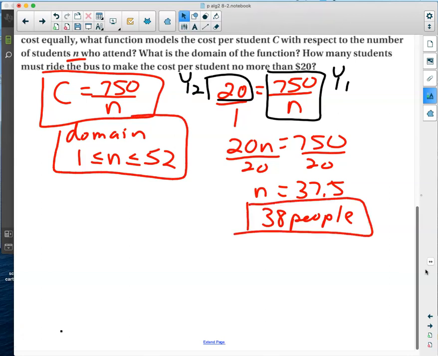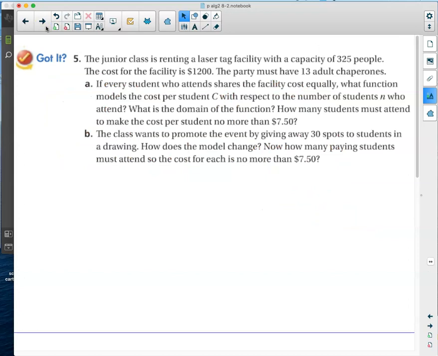And 38 people to keep that cost per student at no more than $20. The junior class is renting a laser tag facility with a capacity of 325 people. The cost for the facility is $1,200. The party must have 13 adult chaperones. All right, so 5A. Again, the more people that go, the lower the price.